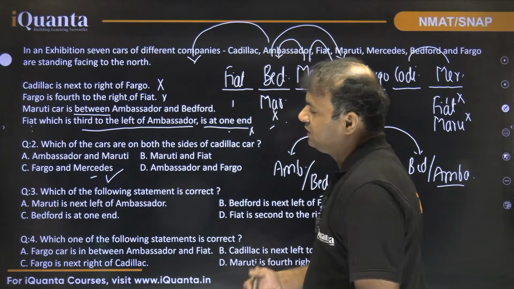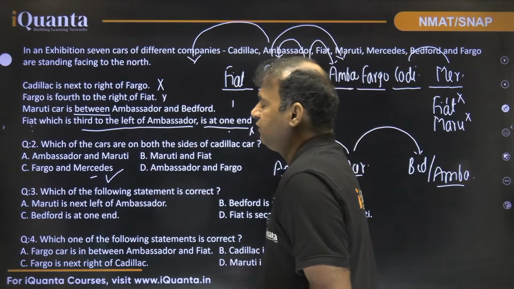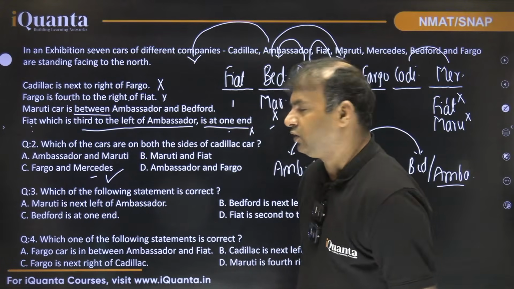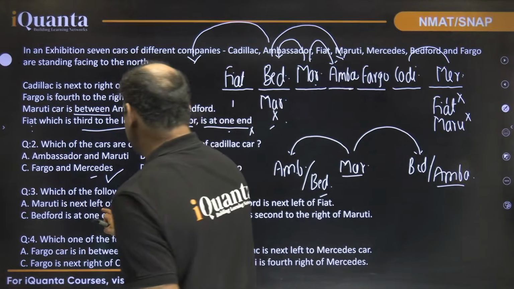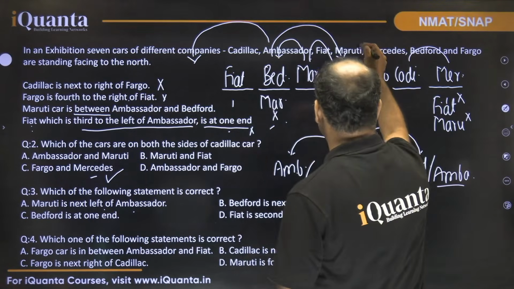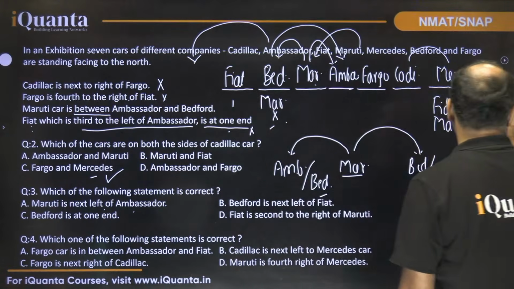Question number 3, they're saying which of the following statements is correct. So we have to check each and every statement one by one, to see which statement is correct or not. Statement 1 says that Maruti is next left of Ambassador. Maruti is next left of Ambassador. Actually, this is correct, guys. You can see that this is the right information.